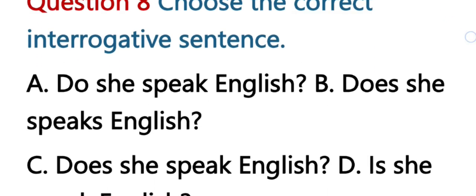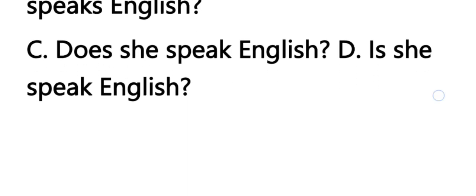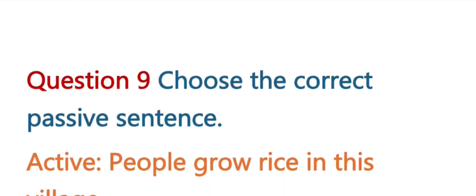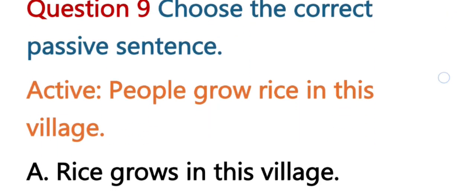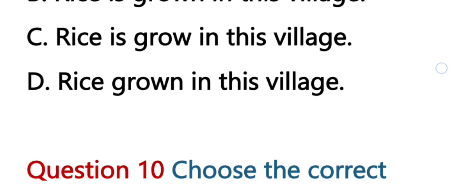Question 8. Choose the correct interrogative sentence. Option A, do she speak English? B, does she speaks English? C, does she speak English? Or is it D, is she speak English? Which one do you think is right? Now we'll talk about question 9. Choose the correct passive sentence. And the active is, people grow rice in this village. Now you have to make passive of this by looking at the options available on your screen.